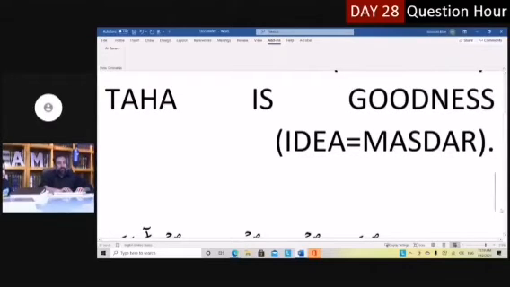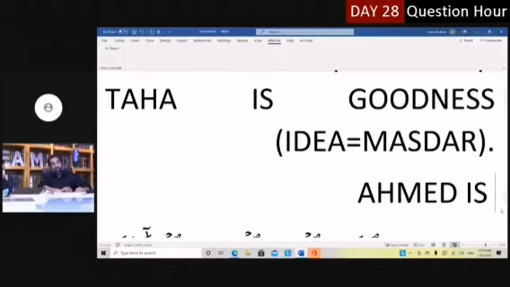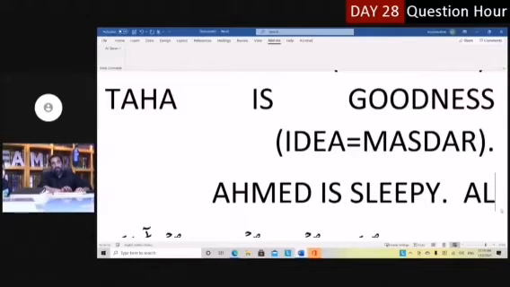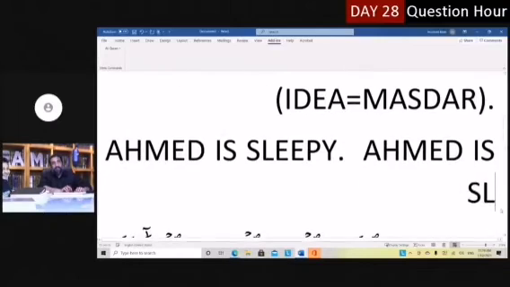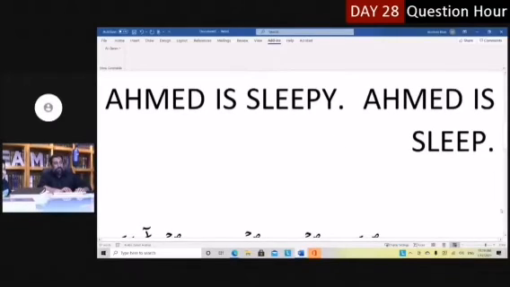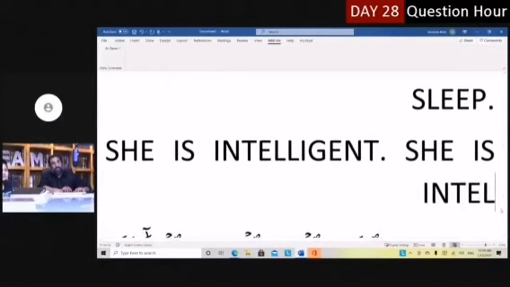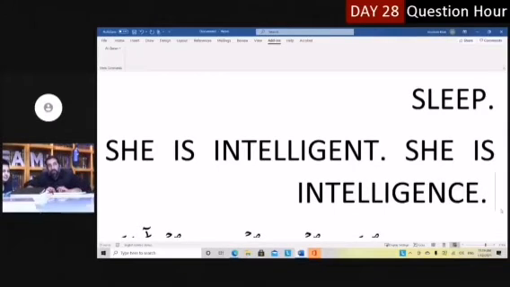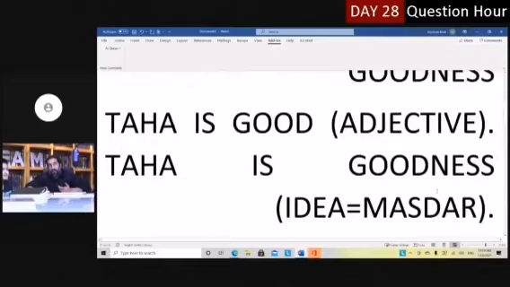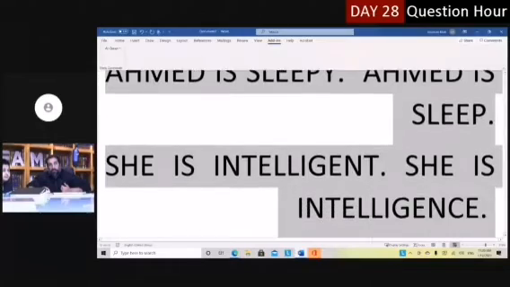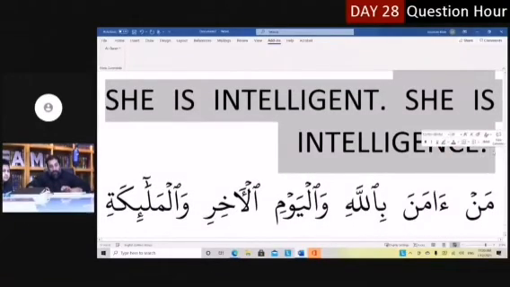Do I say Ahmed is sleep or Ahmed is sleepy? Ahmed is sleepy. Or if I say he or she is intelligent or she is intelligence, which one is correct? Because sleep or intelligence or goodness, these are all ideas, and people aren't ideas. People are adjectives, right? So we don't use a masdar to describe a person. Make sense?